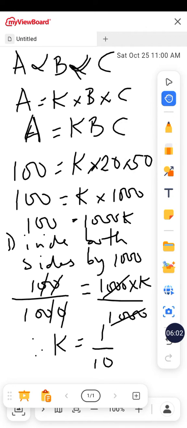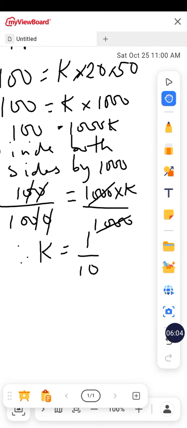Don't forget that 1 over 10 in mathematics is not the same thing as 10. It's only when you have 10 over 1 that is 10. But 1 over 10 is not 10. It's like 0.1. It's not even up to 1, let alone 10.